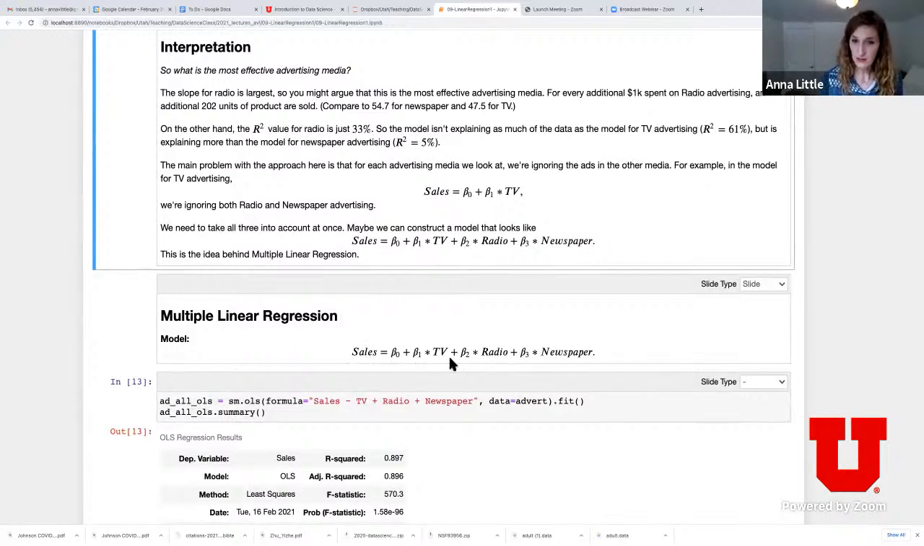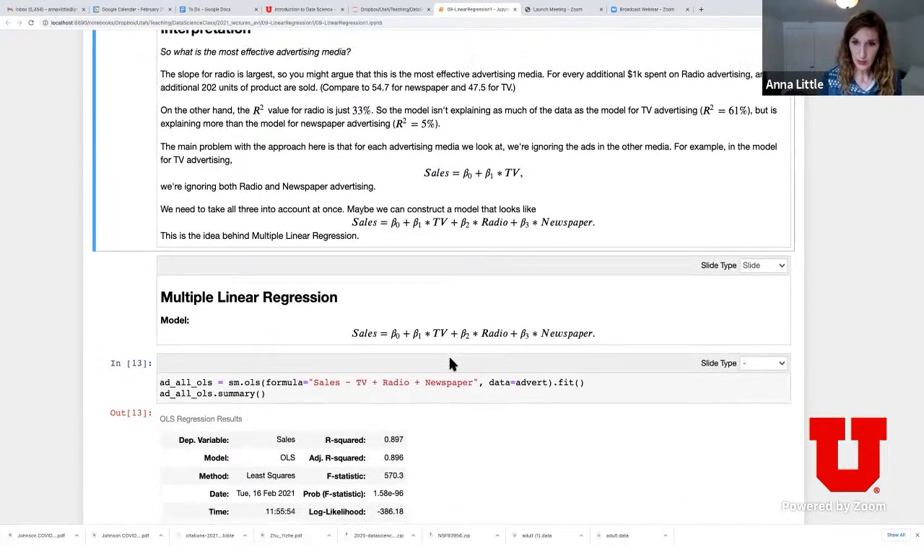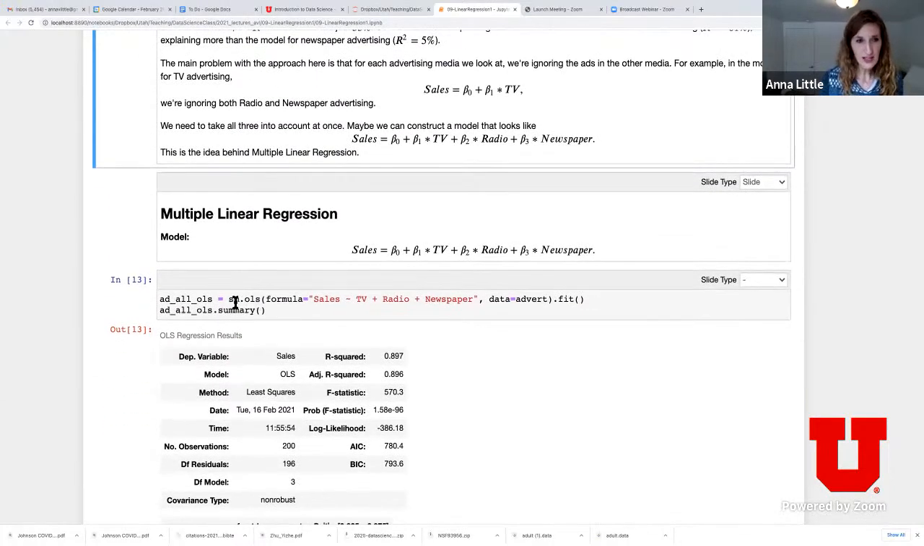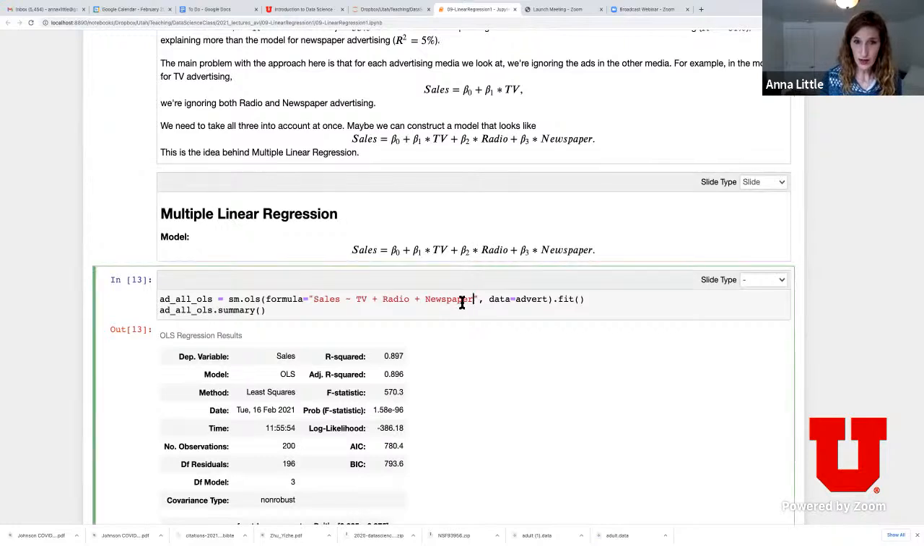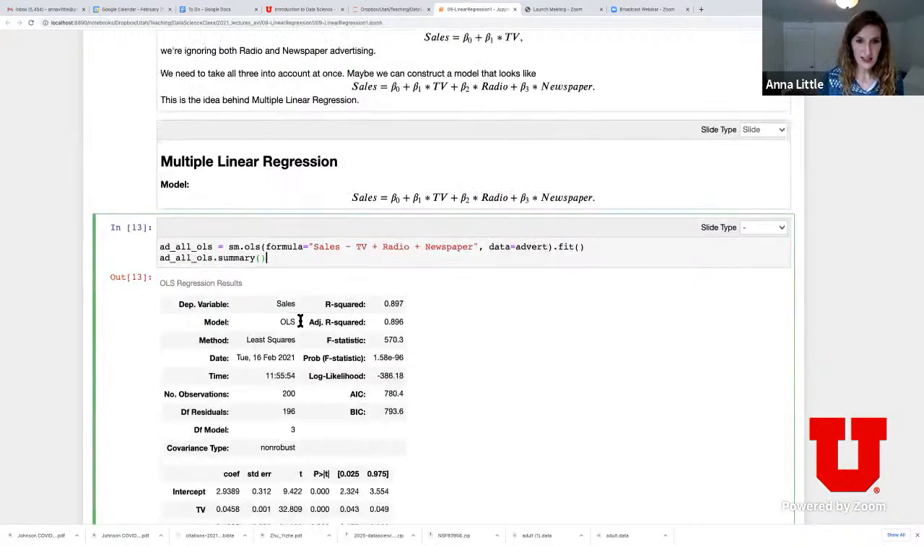Okay, so let's try it here and see what happens if we try to model sales as a linear function of TV, radio, and newspaper. So you can do this with the OLS function in almost exactly the same syntax as before. Notice you just want to put in here whichever variables you want to include. So here we can say TV plus radio plus newspaper, or if we just wanted to do TV and radio, we could just say TV plus radio, whichever ones you want to use. And now we can look at the summary.